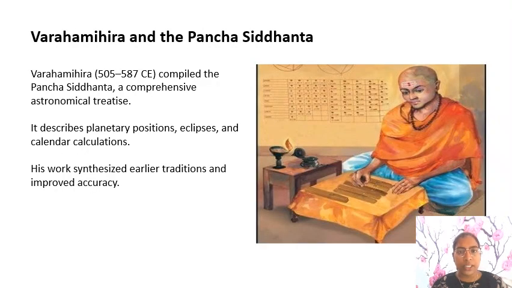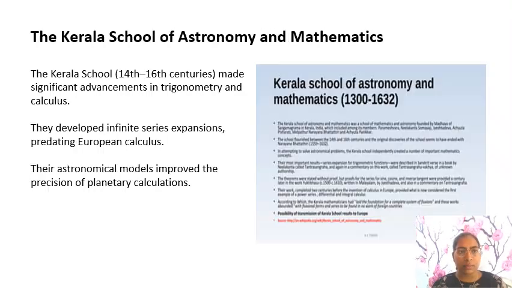Varahamihira and Pancha Siddhantika. Varahamihira, 505 to 587 CE, compiled the Pancha Siddhantika, a comprehensive astronomical treatise. It describes planetary positions, eclipses, and calendar calculations. His work synthesized earlier traditions and improved accuracy.